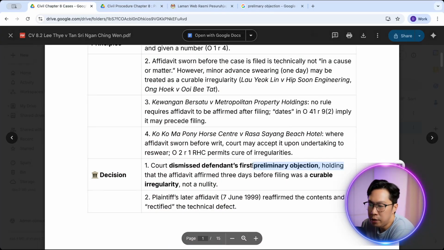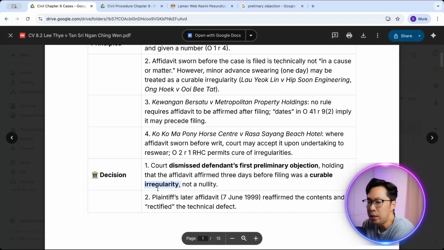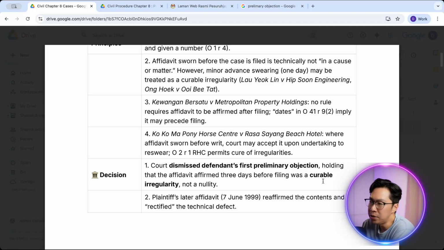So, the court dismissed the defendant's preliminary objection. Holding: the affidavit affirmed 3 days early was curable. Curable irregularity. Sometimes a student will say, okay, affirmed 3 days early is valid. Another student will say curable irregularity. You see the difference? Learn to use this professional term.